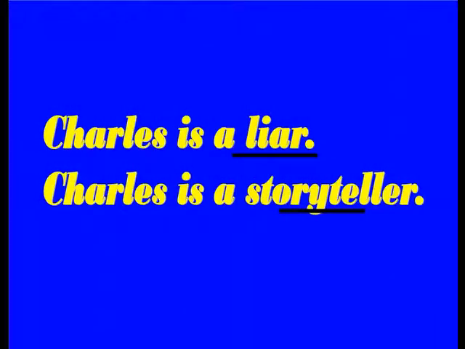Charles is a liar. Charles is a storyteller. These stories that Charles used to tell in the second sentence may be lies, false stories. But using the word storyteller gives it a positive connotation. After all, people enjoy listening to stories. But the first sentence, liar, is an outright negative connotation.